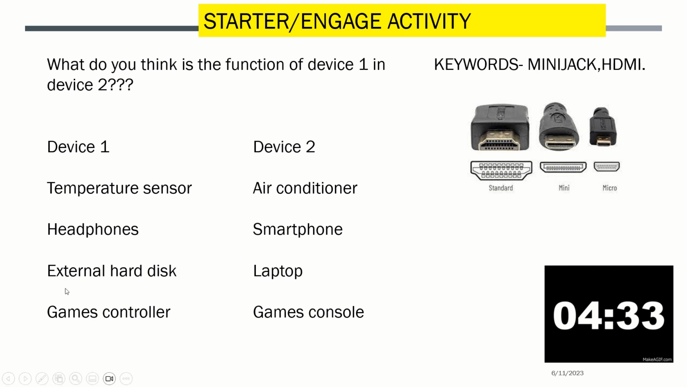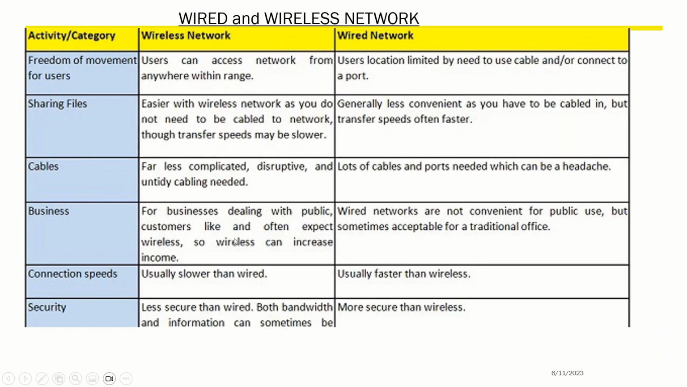In the first case, temperature sensor to air conditioner, it is wired. The temperature sensor is connected to the air conditioner using a wire. Headphones to smartphone, it can be mini jack or it can be Bluetooth as well. External hard disk to the laptop, it is using USB. Game controller to the console, it will be Bluetooth. So this kind of questions will be there.